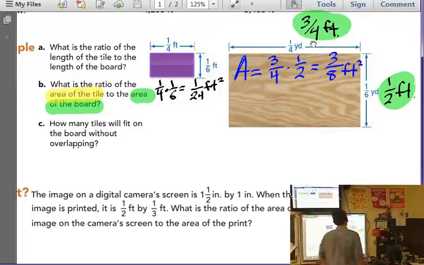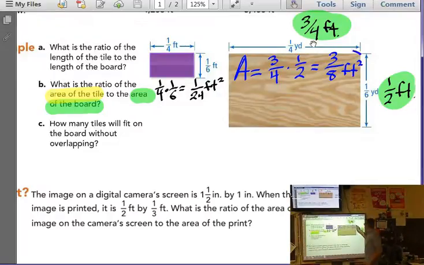So my area of my board comes out to be 3/8. So a little under a half of a square foot. So I have a pretty small practice space that I'm working on. Because I mean, it's half a foot by 3/4 of a foot, not that big. So now I need to set up that ratio.